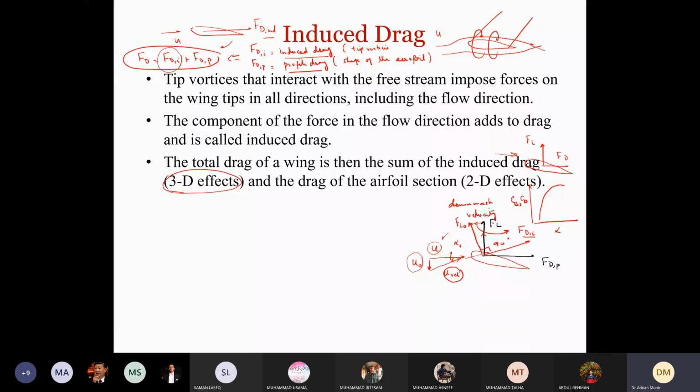So you can clearly see that because of the downwash or upwash, we will have additional drag that will be induced because of this lift component. So that is called induced drag. So total drag FD will be a combination of FDP plus FDI. Okay, so this is just additional analysis. If you have any question, you can ask.